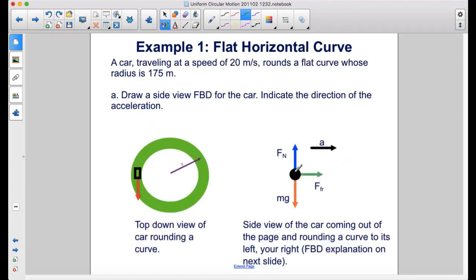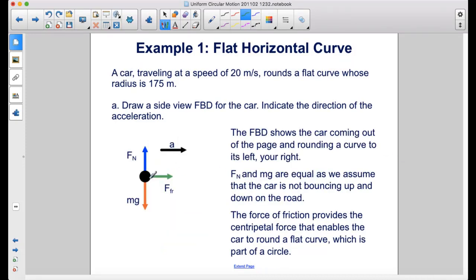Alright, so here is the side view free body diagram for the car, and in this drawing, this car is driving straight towards us. So its little tires are here, here's the headlights, and the windshield. It's driving straight at us. So there's a normal force up, mg down, and the force of friction is pointing towards the center of the circle.